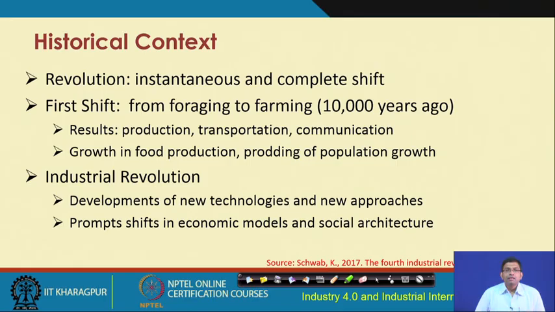Then came the industrial revolution, where new technologies, new machines were produced, new approaches to the production processes were introduced. And this basically shifted the economy from the primitive economy with simple agrarian centric economies to more aggressive machine oriented production systems and so on. So, that was the industrial revolution. Consequently, the economic models changed, the social architecture, the social infrastructure, everything also changed with the revolution in the industries, with the introduction of new technologies and new approaches.